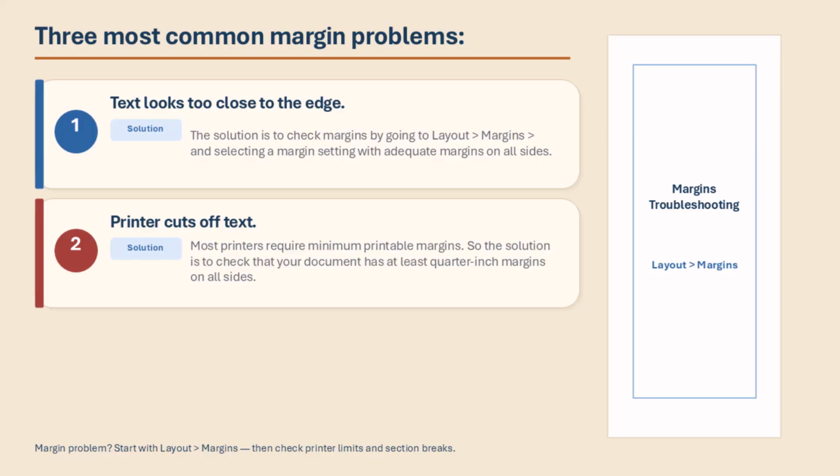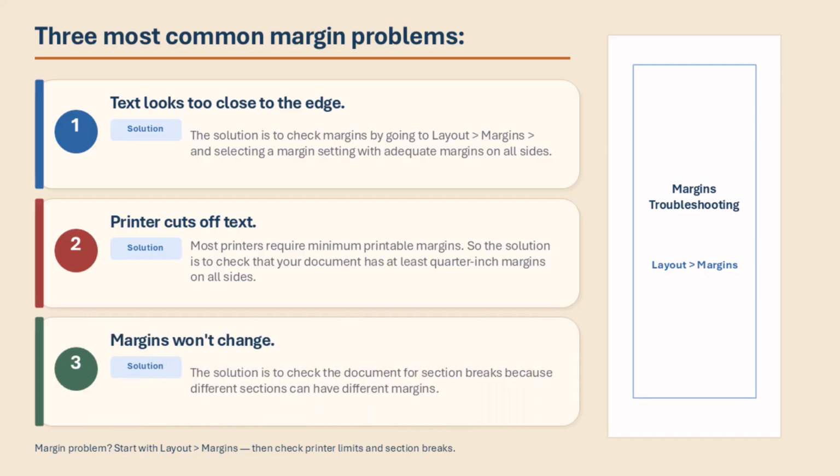The solution here is that most printers require minimum printable margins. So check that your document has at least 1/4-inch margins on all sides. Problem 3, margins won't change. The solution here is to check the document for section breaks, because different sections can have different margins.